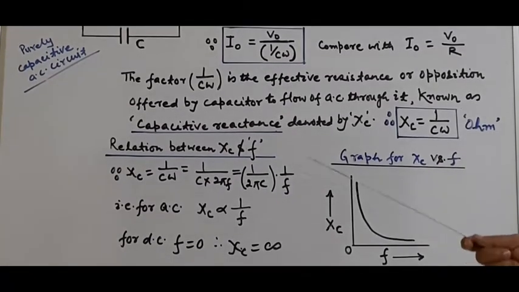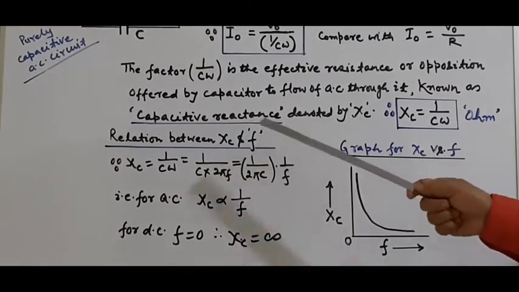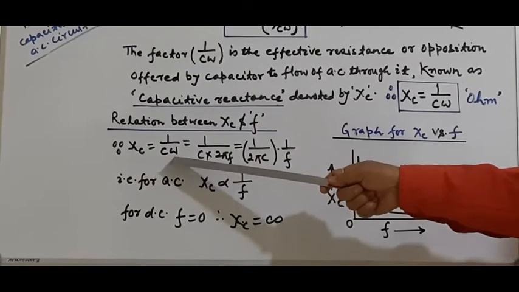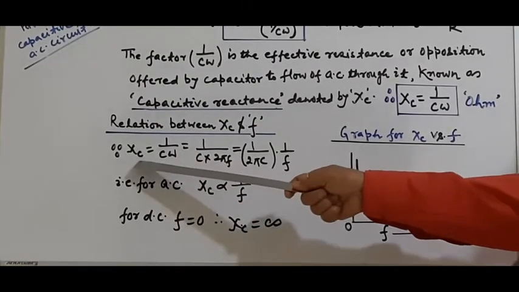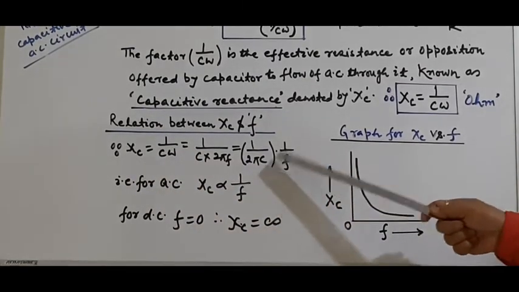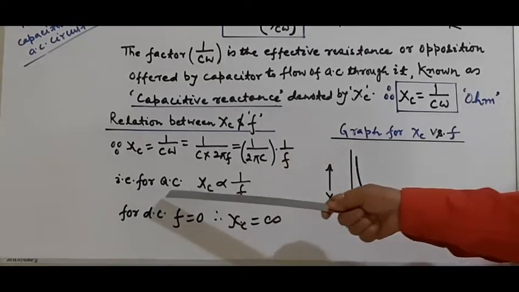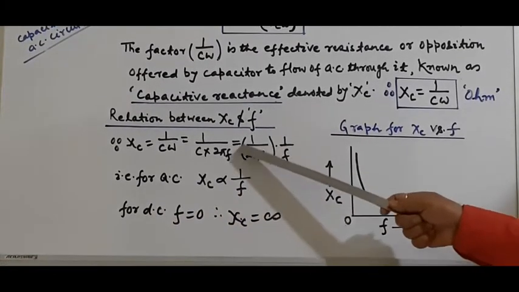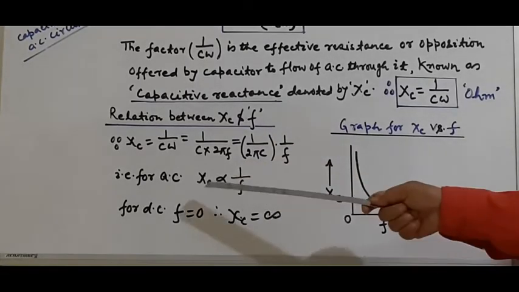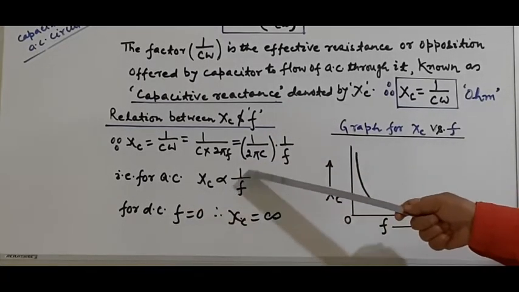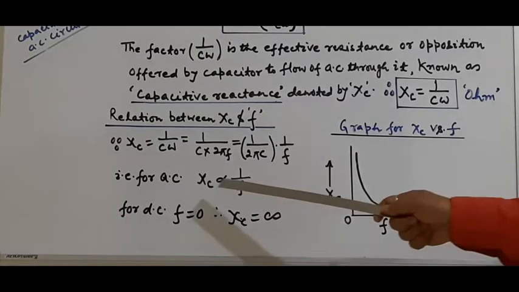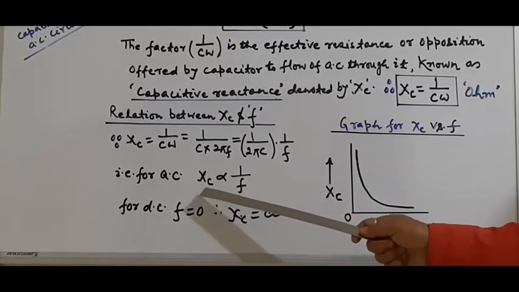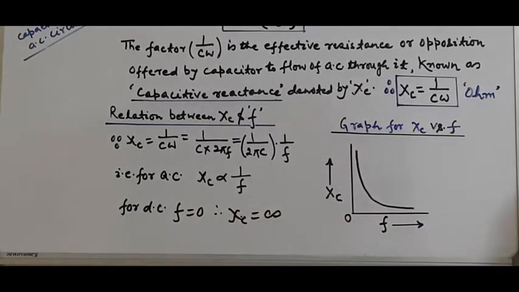Now we will see the relation between Xc and the frequency of the AC circuit. Since Xc is equal to 1 by C omega, put the value of omega as 2 pi f. So with this relation Xc is equal to 1 by 2 pi C times 1 by f, we can say for an AC circuit Xc is inversely proportional to f, because this quantity is constant. So capacitive reactance is inversely proportional to frequency. This is for AC. And for DC, because frequency is 0, Xc is equal to infinity.